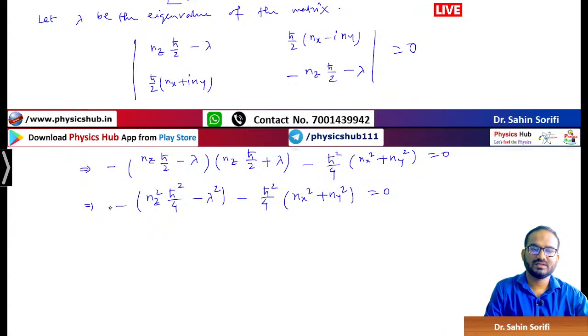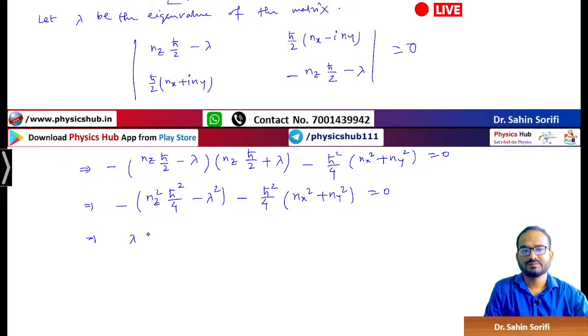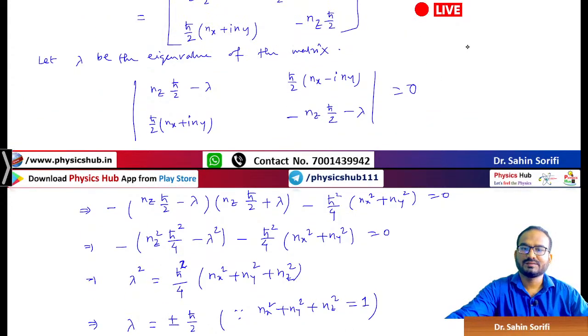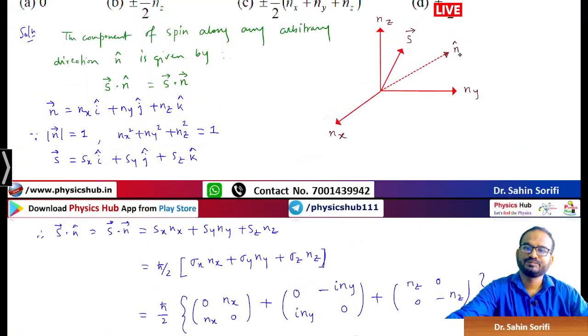Now if I keep the lambda square term aside, minus minus plus, and this minus term we take to the other side, so h cut square by 4, if I take common, what you are left with is nx square plus ny square plus nz square, and this is 1. So lambda is equal to plus minus h cut by 2. Why? Because nx square plus ny square plus nz square equals 1, and that's precisely matching with option D.